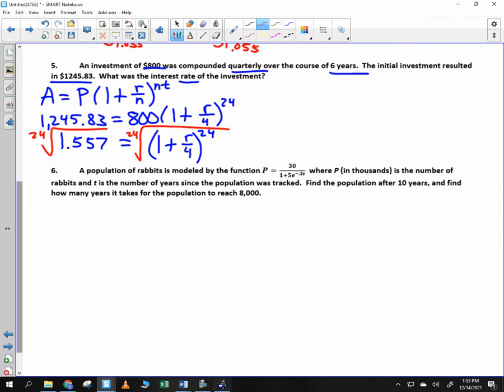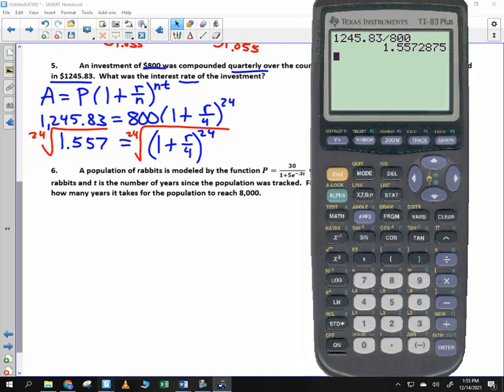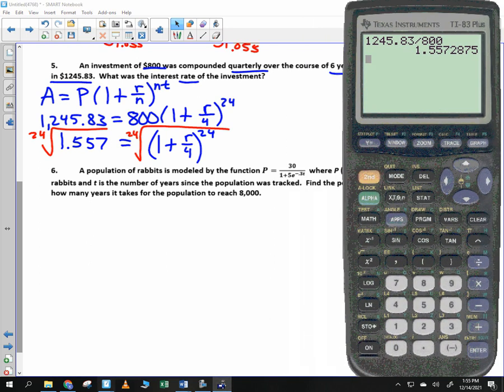It is, but it's fun. Like, we've never done it before. It's like crossing new paths. Okay, so I got to take 1.557. I'm going to raise that to the 1 over 24 power. Oh, no. Don't do that. It's 1.0186.